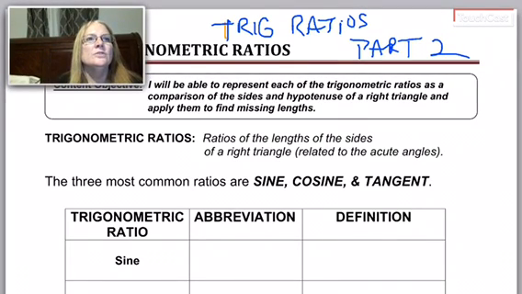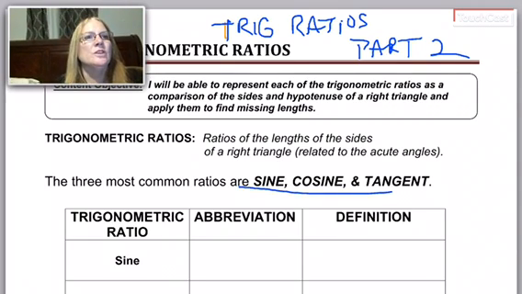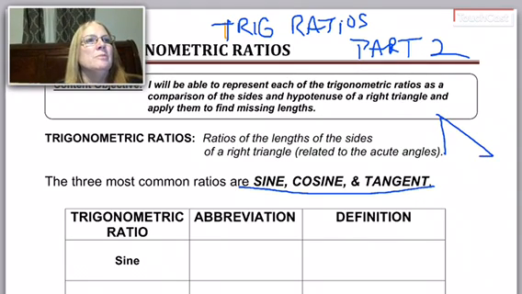Okay, this lesson is trig ratios part 2. In our first video, we learned about the three most common ratios, sine, cosine, and tangent, and how to write them and refer to them in a right triangle. Remember, we're continuing our discussion about right triangles and the relationship between the lengths of the sides.